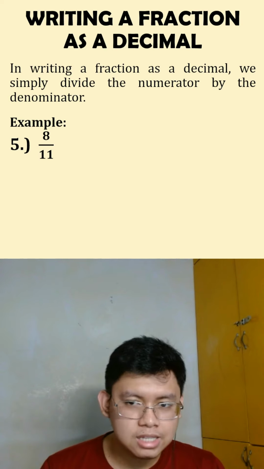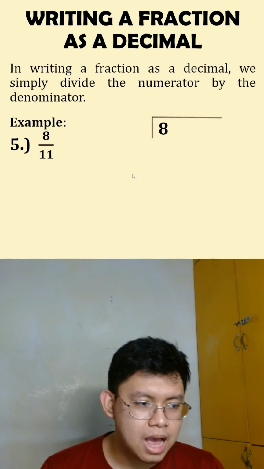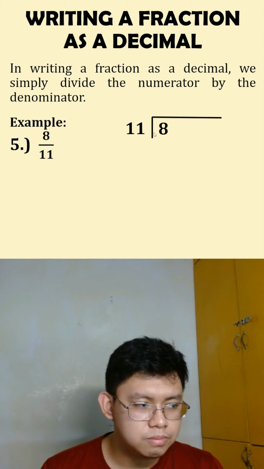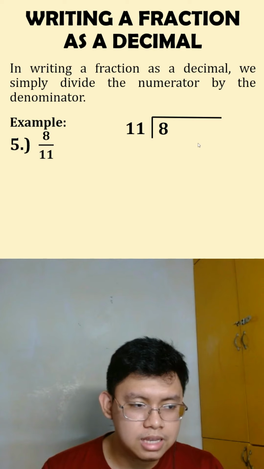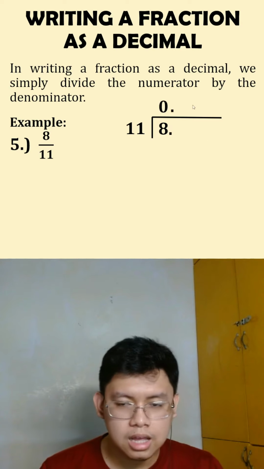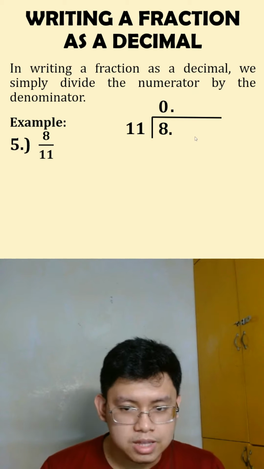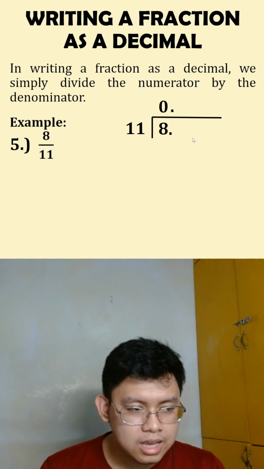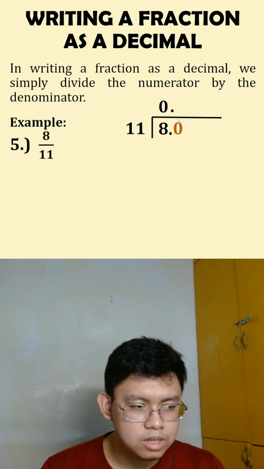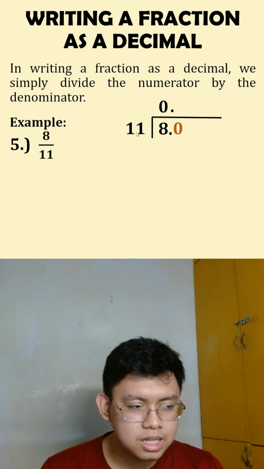Ang rule natin, let's divide the numerator by our denominator. So, 8 divided by 11. Now, 8 divided by 11 is 0. Tapos, create na tayo ng decimal point sa taas, sa quotient natin, at sa ating dividend. Now, dagdag tayo ng 0 dito. So, this will be 80 divided by 11.